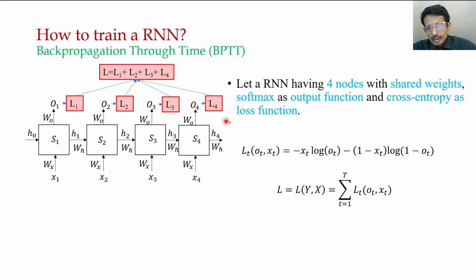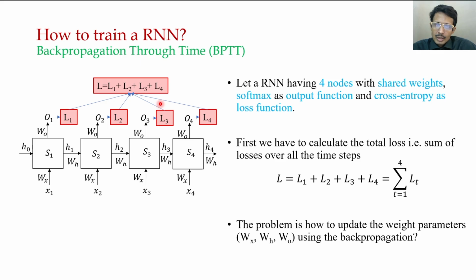If T is the total number of time instances, then this loss is basically the sum over i equal to 1 to capital T, where capital T is the total number of time instances. That we can get this. So conceptually there are two kinds of loss. One is the individual loss at the different time instances, and the other is the total loss, that is the summation of these losses here. That is important to understand here.